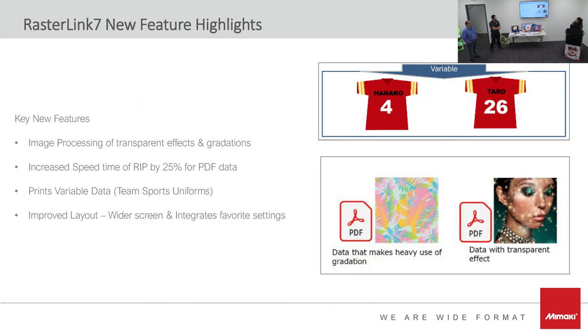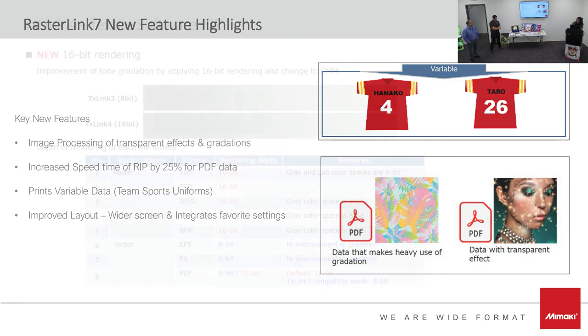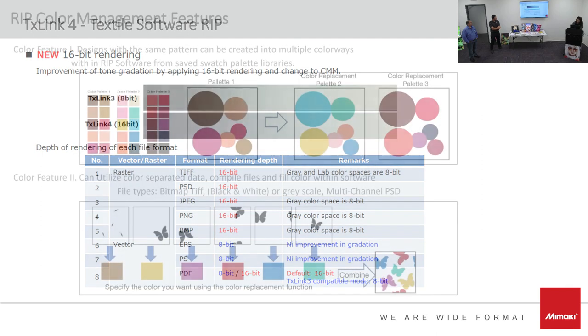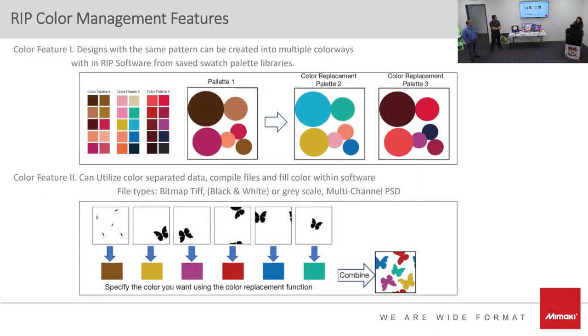And so we're going to talk about a couple of key features of the Rasterlink 7 software. This helps with image processing for transparent effects and gradations. There's also increased speed of PDF file processing by 25%. We also have the variable data feature, which is great for anyone that does a lot of uniforms where you have to put the names and numbers on the back of the jersey. And we also have an improved layout. For TX Link, we have an improvement on tone gradation for 16-bit rendering. And then there's also the option to create colorways within the software as well.